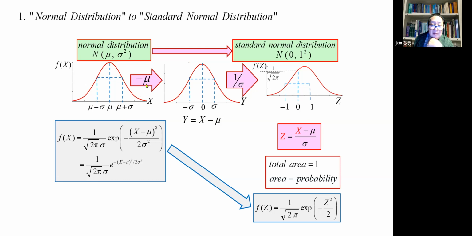Then from this set of data, we do the calculation minus mu. By minus mu, this mu becomes 0. In this case, mean value becomes 0. And mu plus sigma becomes sigma. Mu minus sigma becomes minus sigma, and it comes like this. Then divided by standard deviation sigma. Then this curved line becomes the right one.